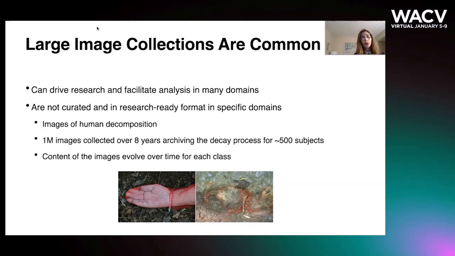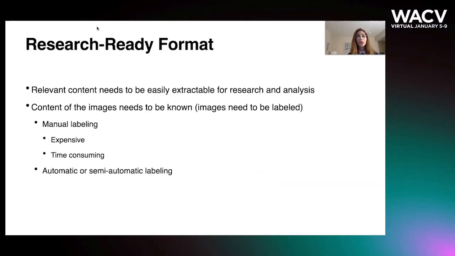In this case, we work with 1 million images of 500 subjects collected over 8 years to study human decomposition. What's specific about this dataset is that the content of the images evolves over time, as shown in this example. For such datasets to be used by researchers, we need to be able to extract relevant information from them.